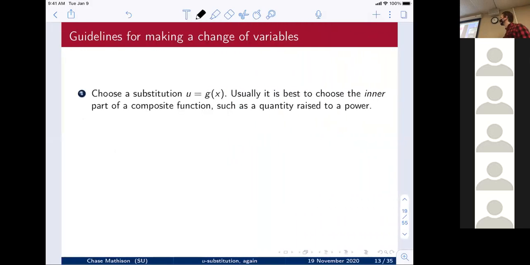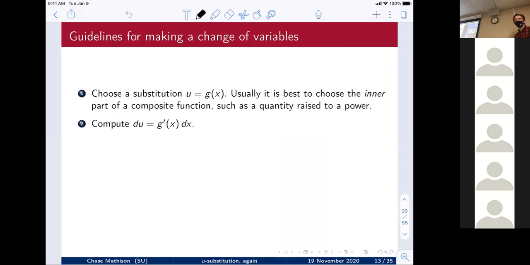So some general guidelines for making a change of variables. You're going to choose u equals g of x. You still want to try and recognize that pattern. What is g of x? That function that's inside some other function. It's usually best to choose the inner part of a composition of functions. So for instance, we've done a lot of some function raised to a power, like 1 plus e to the x raised to the third. Well, we picked 1 plus e to the x as u. Will it always be the case that that's the best choice? No, that's what makes integration hard and weird, is sometimes some functions you need to do something slightly different.